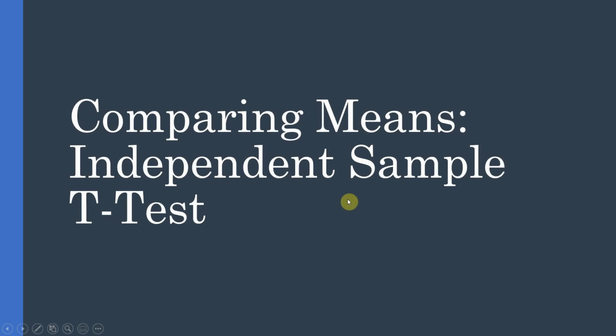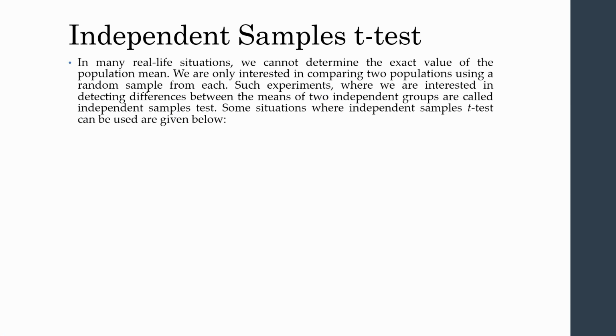Comparing means: independent sample t-test. In many real-life situations, we cannot determine the exact value of the population mean. Obviously, it's next to impossible to collect data on the population for every particular situation. So we are only interested in comparing two populations using a random sample. Instead of collecting data on the whole population, you collect data on two samples.